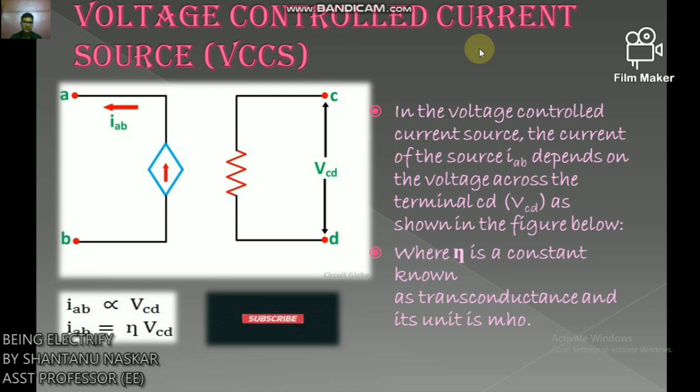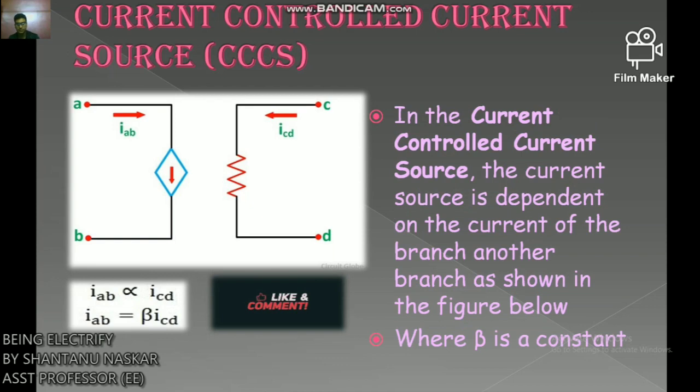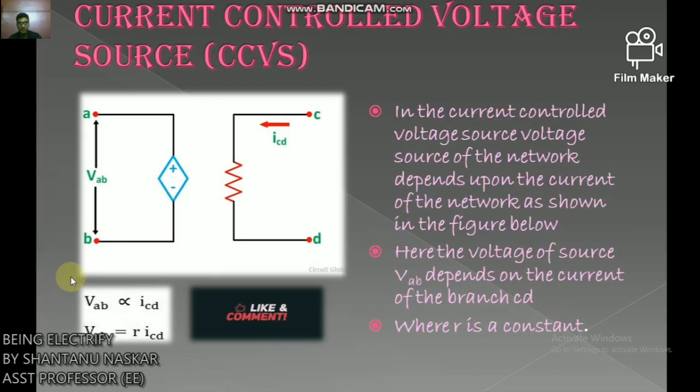Now comes the next slide, which is current controlled voltage source, which is called CCVS. In the current controlled voltage source, the voltage of the network depends upon the current of the network as shown in the figure. So here VAB is proportional to ICD, or VAB equals R ICD, where R is a constant.